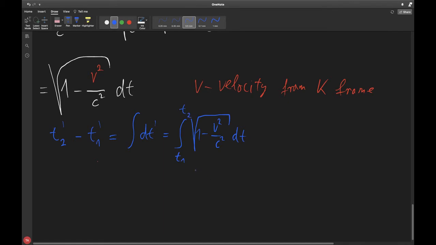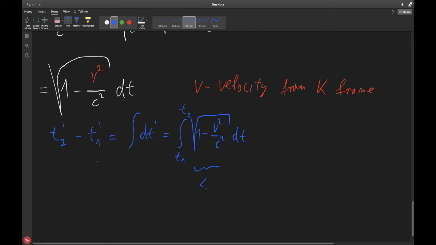So what's interesting to look at here is that this number, 1 minus v squared over c squared, is 1 if v is 0, which is not very interesting. The other object is not moving. But if v is non-zero, then this is going to be a number which is less than 1.